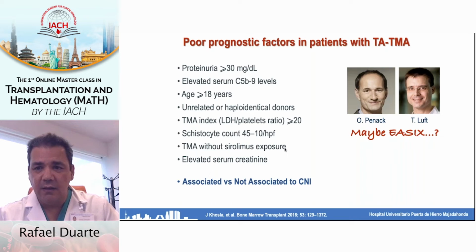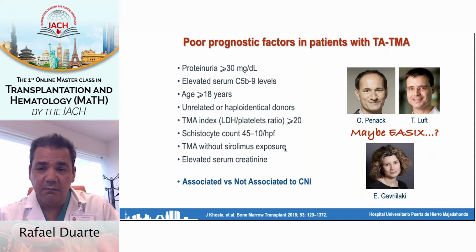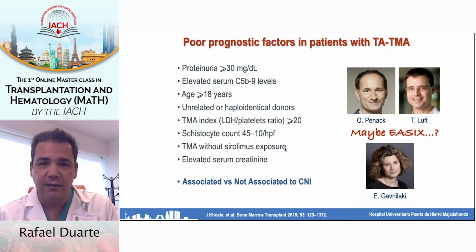We ourselves will be presenting at the virtual EBMT in August, September, our own information validating this in our own patients. And I mention here one of the colleagues as well, Eleni Gavriilaki from Greece, who has also looked specifically at EASIX and its association with complement activation with C5b9 in allogeneic transplant recipients, as a sign of the potential use of EASIX to predict risk in these patients.